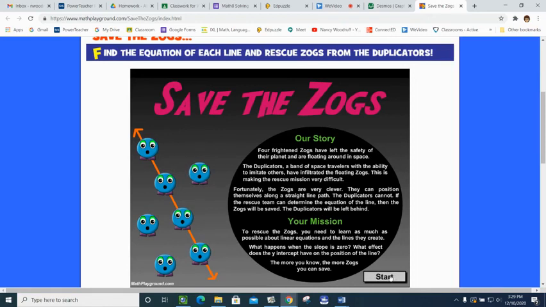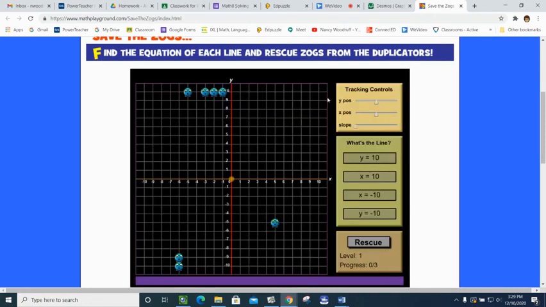So basically, you're going to start this game, and you find the Zogs. See them all lined up over here? So you need to write the equation of that line. Now notice it's a horizontal line, so the slope is what? 0. Remember I told you it's y equals a number, and in this case, y equals 10. And you put rescue, and it will draw through, and you just saved 4 Zogs. And you keep going, and it'll go next to vertical, and then finally it will tip, and you can save a bunch of Zogs, basically.